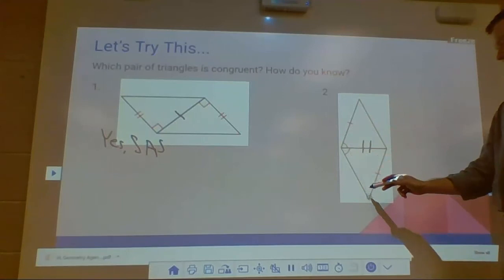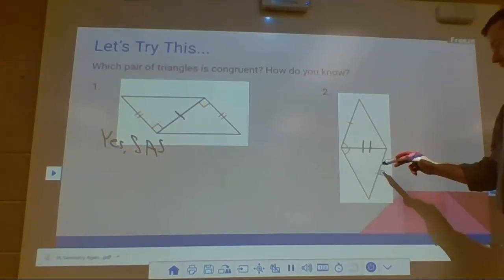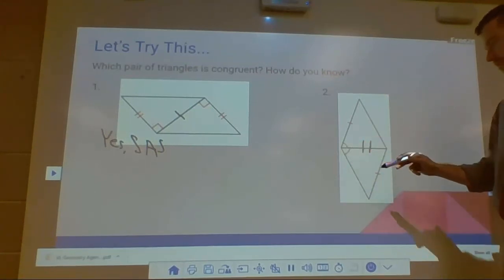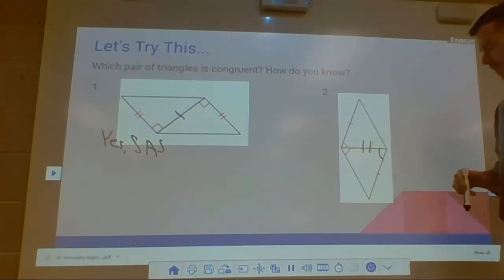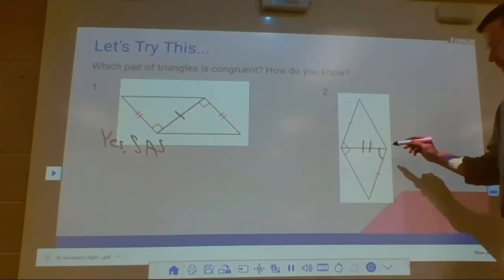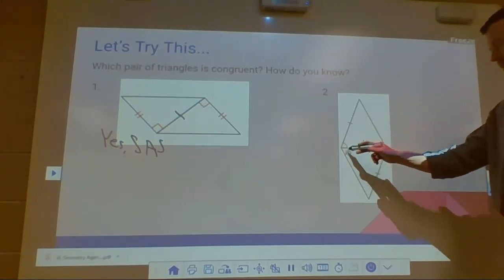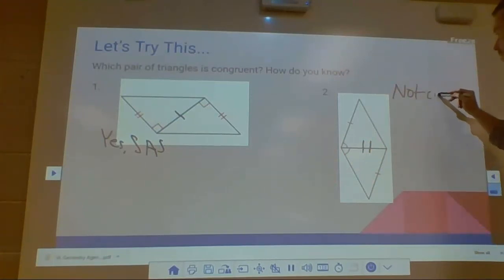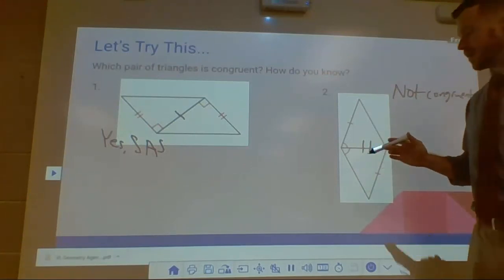However, when I look at this triangle down here, the angle is not in between these 2 sides. It's not an included angle. It's on the outside right here. So if it was right here, then we would have SAS congruence, but it's not there. It's on the outside. It's not included. So we have to just say not congruent because they're not congruent by SSS or SAS.